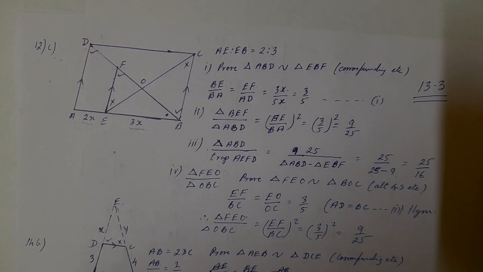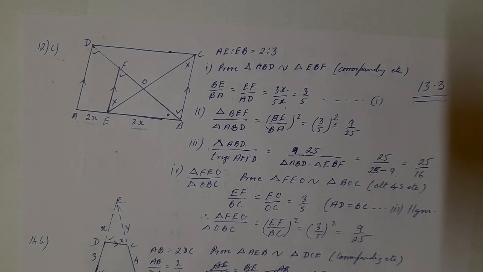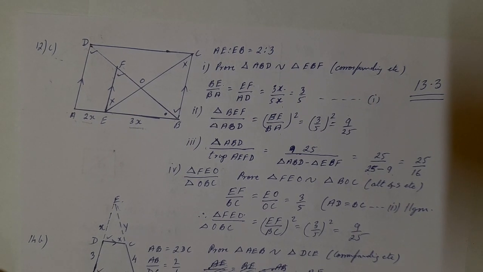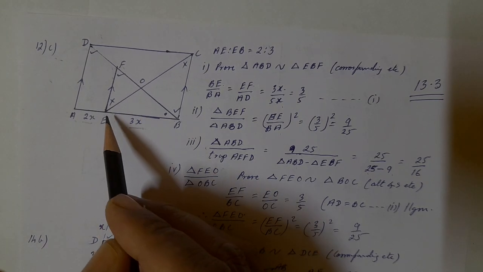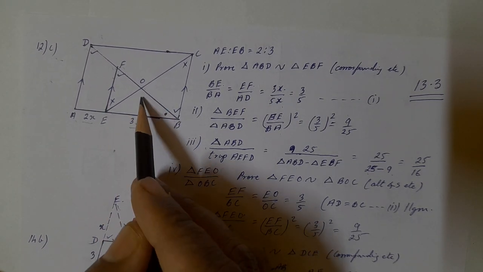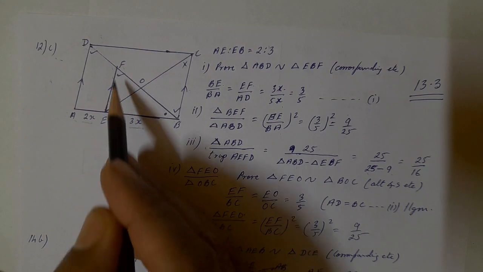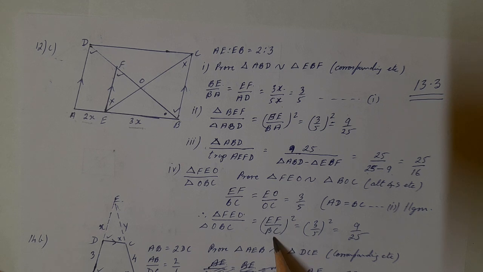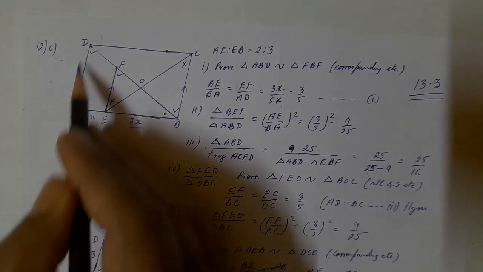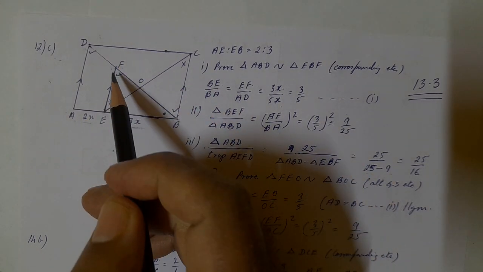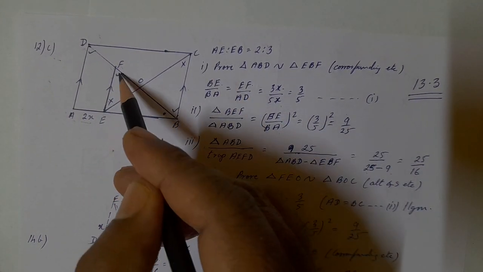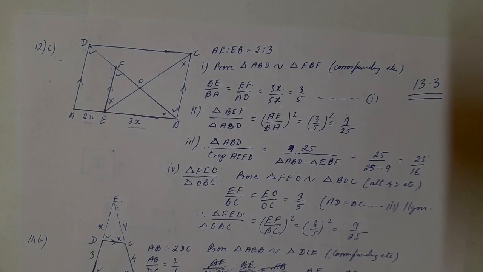Then area of triangle FEO is to area of triangle OBC. To prove FEO and OBC similar, alternate, alternate angles. Therefore, similar. Write the ratio, and over there you'll be getting a ratio EF by BC. Now, because it's a parallelogram, BC is the same as AD. So EF by BC is the same as EF by AD. Do you get that?